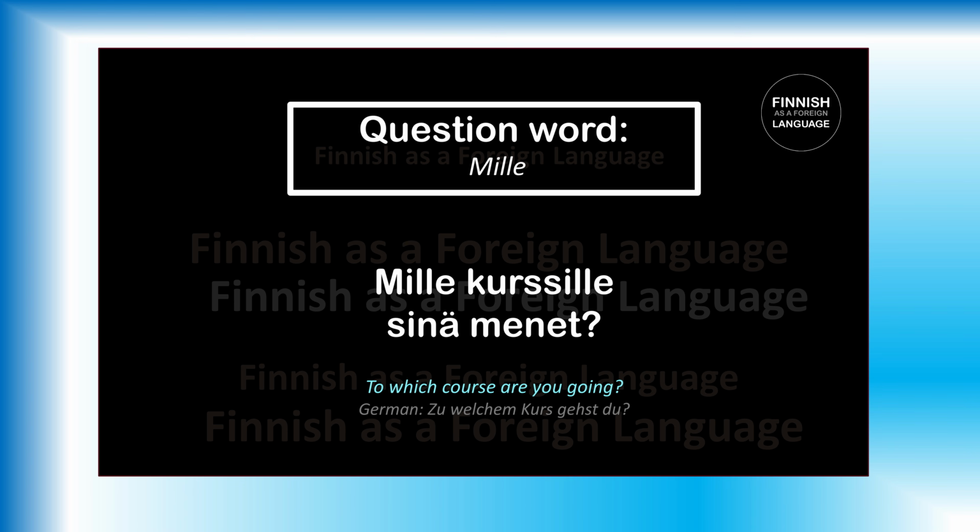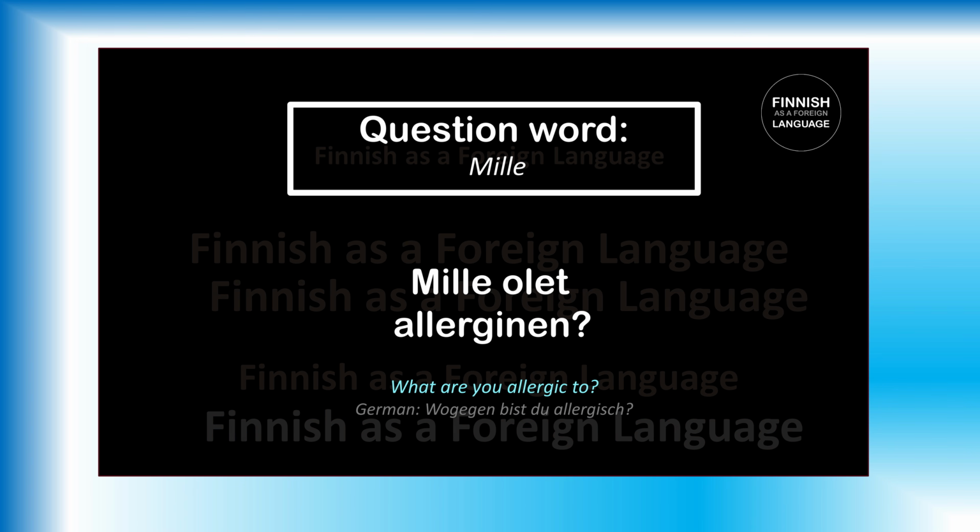Let's take another example. Millä olet allerginen? Means what are you allergic to? So why do we use millä here? Well, the adjective allerginen is always used with the allative case when we want to express what someone is allergic to. So let's repeat again. Millä olet allerginen? What are you allergic to?